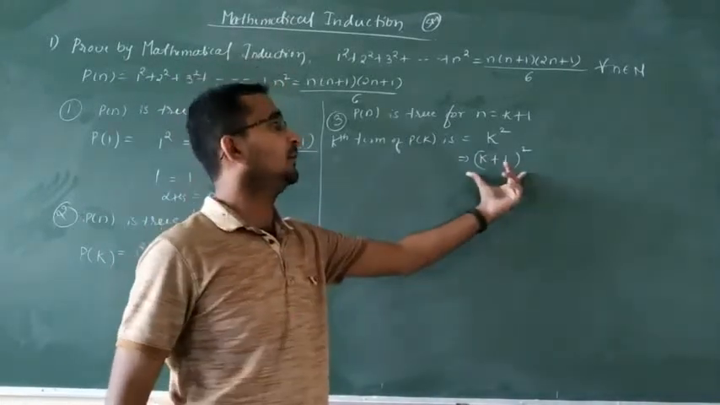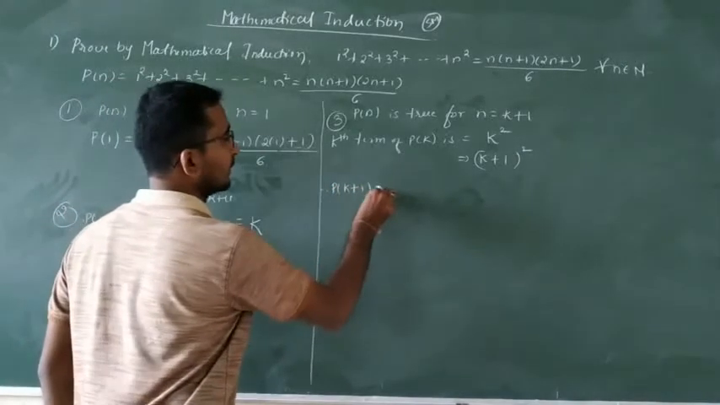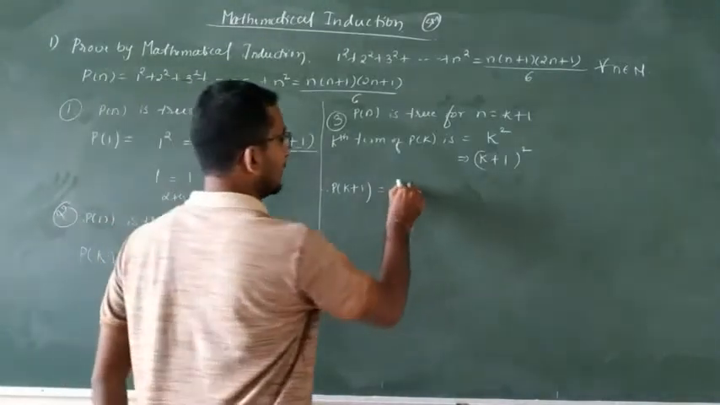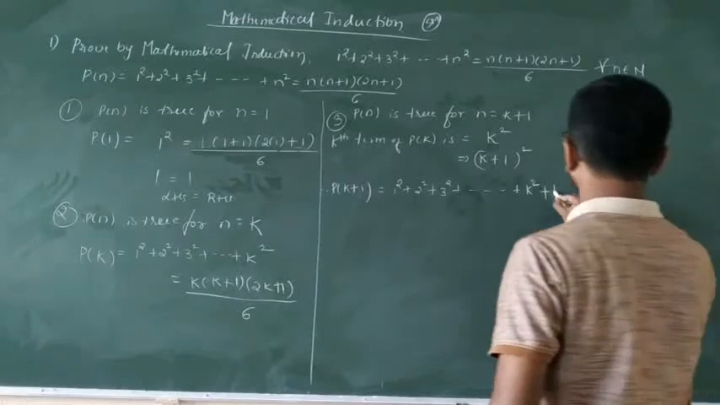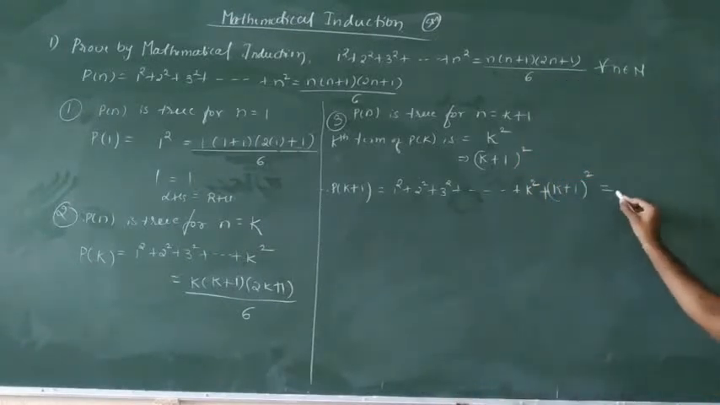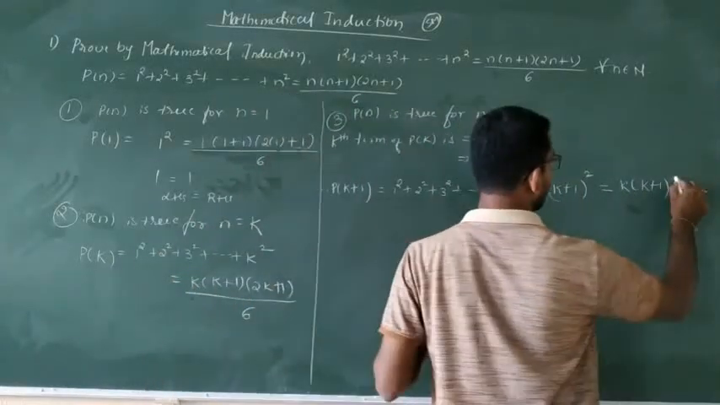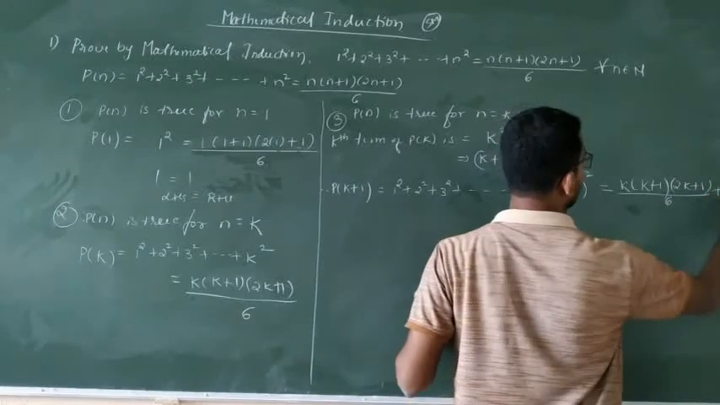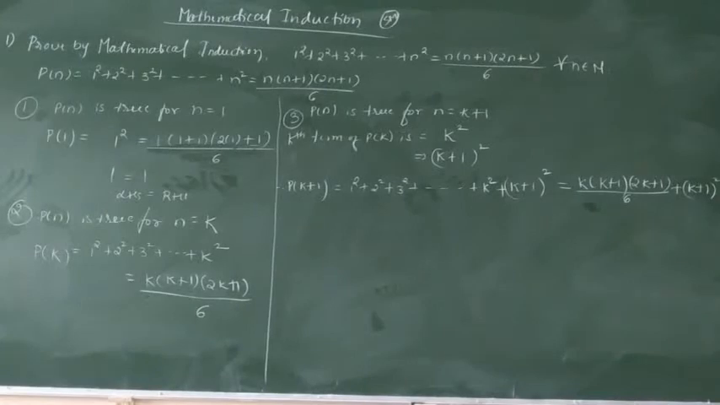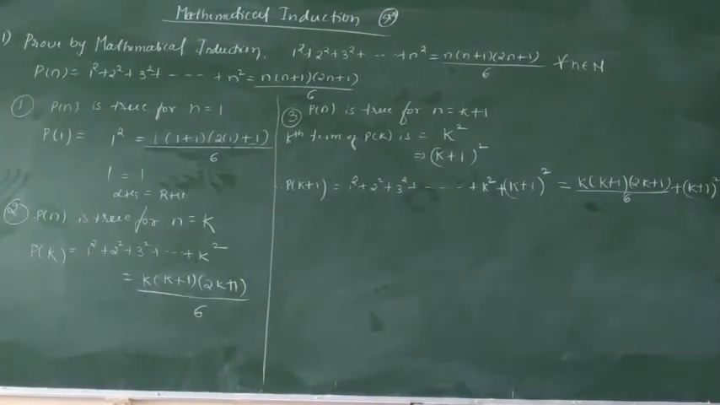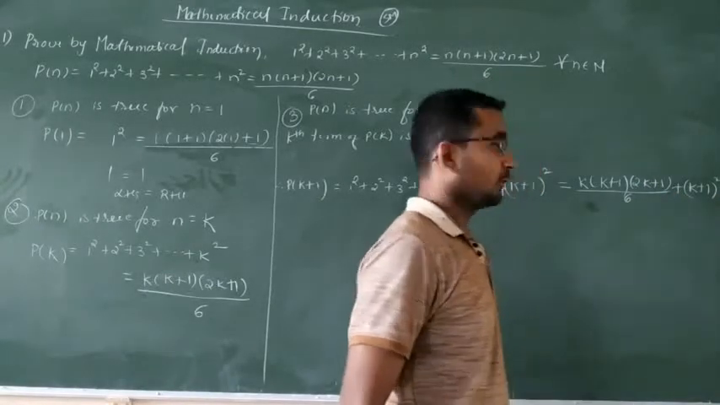What we have to do is add this k plus 1 whole square to the LHS and RHS of P of k. Very simple. Therefore, that is P of k plus 1, because in place of n you write k plus 1. This is 1 square plus 2 square plus 3 square plus up to k square, and adding k plus 1 whole square. And the RHS is k into k plus 1, 2k plus 1, divided by 6, plus k plus 1 whole square. So the LHS step is over.